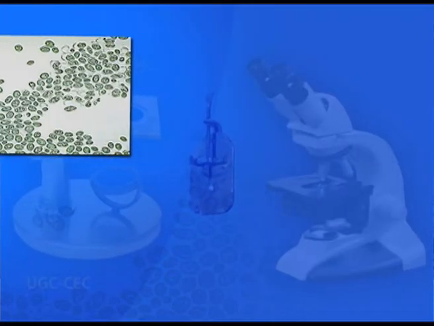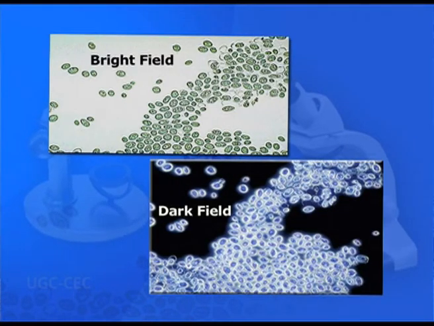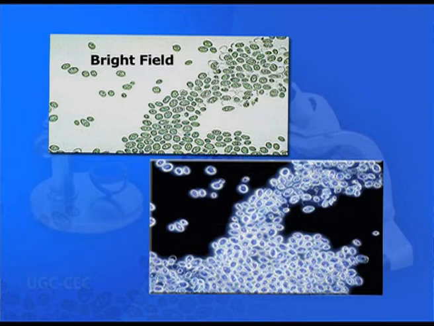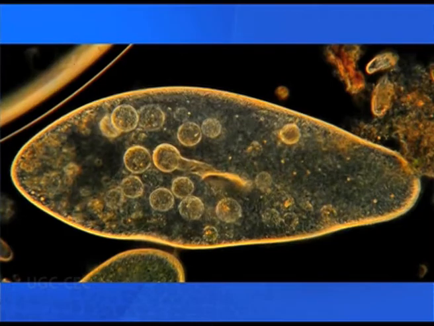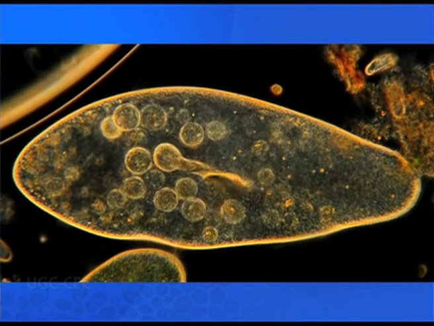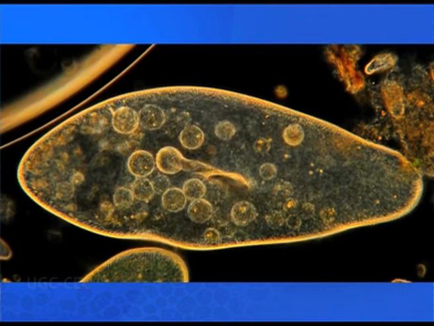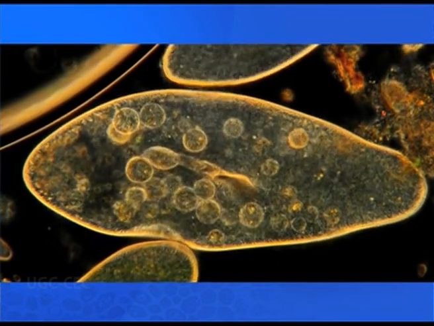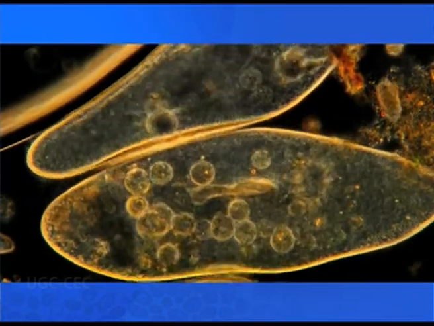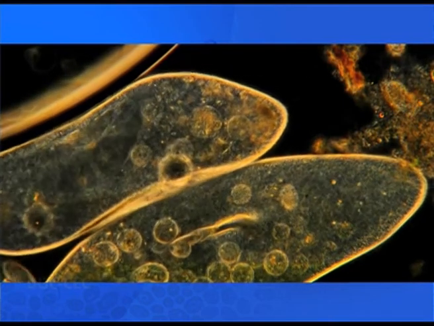As you can see in the image, compared to bright field microscopy where the field is bright, dark field microscopy offers far more details. Let's look at this beautiful video of paramecium feeding. This is a type of dark field microscopy. As the name suggests, the field is dark and the specimen is bright, which is opposite to bright field microscopy. Let's learn about this type of microscopy.